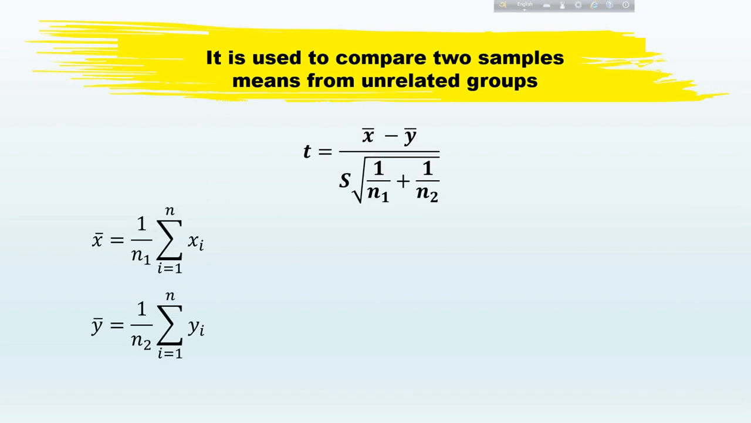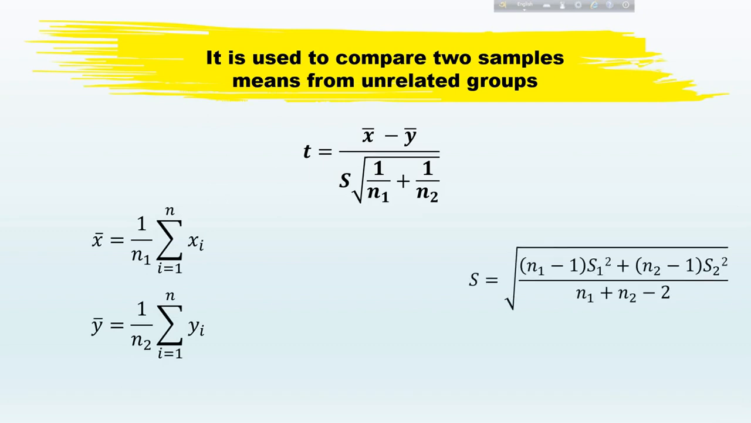And these are the values of x bar and y bar, the means, and n1 and n2, the number of individuals in group 1 and group 2. And this is the formula for s, and the degrees of freedom is n1 plus n2 minus 2. So here also we have some assumptions to use this.